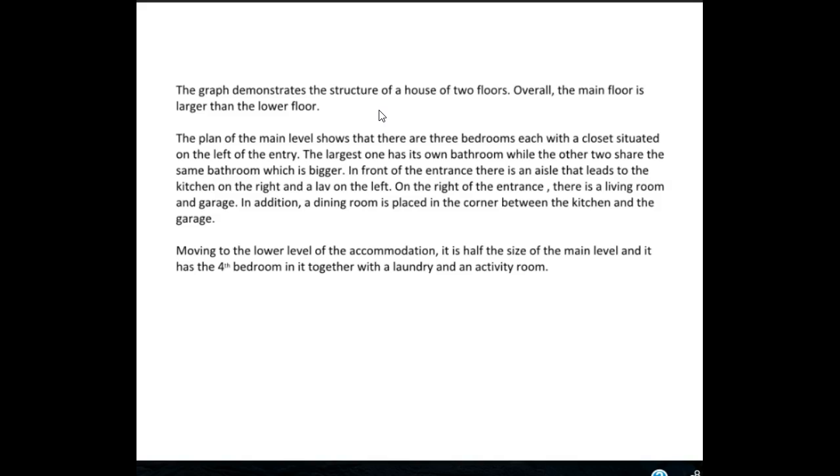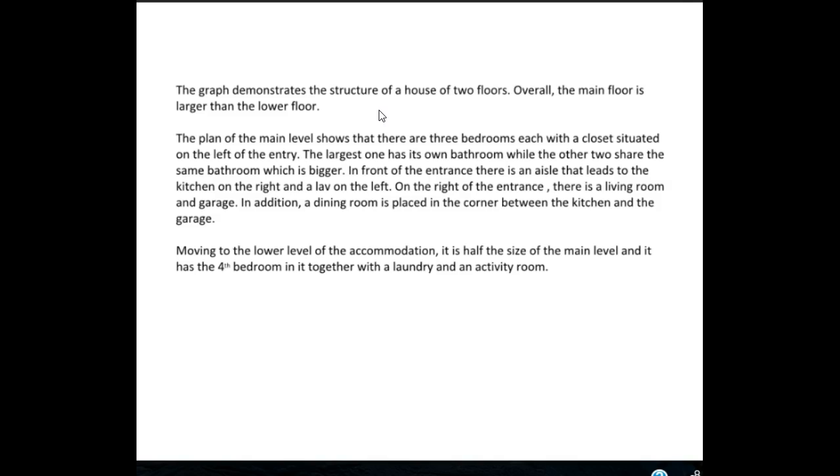Okay. The plan of the main level shows that there are 3 bedrooms, each with a closet situated on the left of the entry. The largest one has its own bathroom, while the other 2 share the same bathroom, which is larger. In front of the entrance, there is an aisle that leads to the kitchen on the right and a lav on the left. On the right of the entrance, there is a living room and garage. In addition, a dining room is placed, let's see, in the corner between the kitchen and the garage.